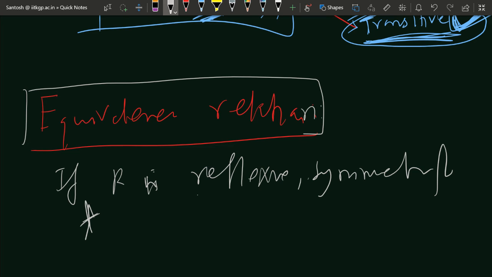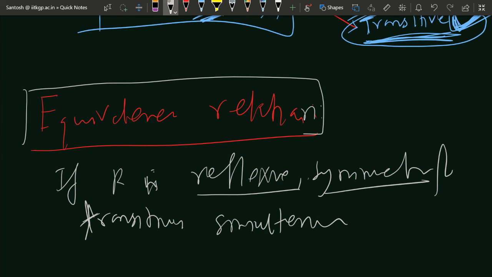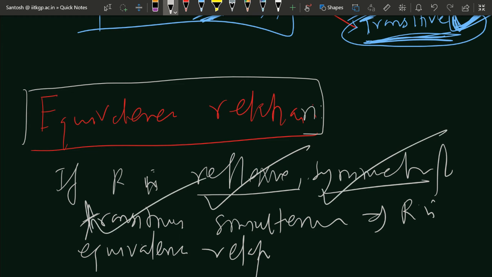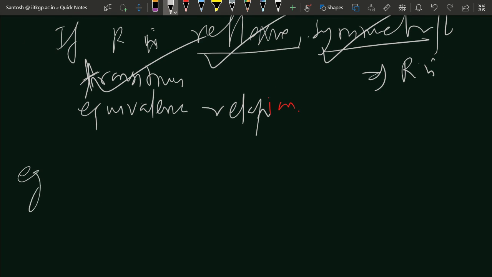Meaning at a point, all three conditions are satisfied, simultaneously. Then R is an equivalence relation. So if it is reflexive, symmetric, transitive, all, then we call it an equivalence relation. Okay, so let me write one example. The set we have, suppose, I may take an example from this only.